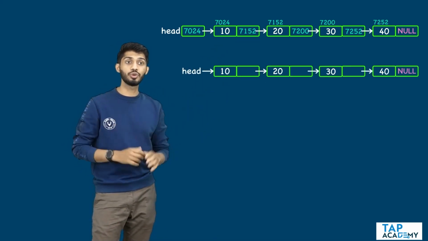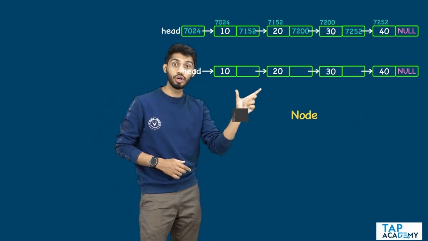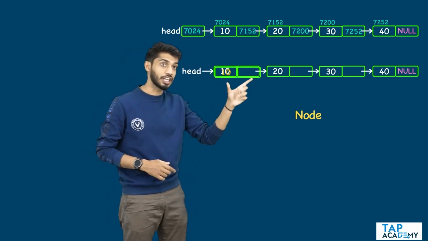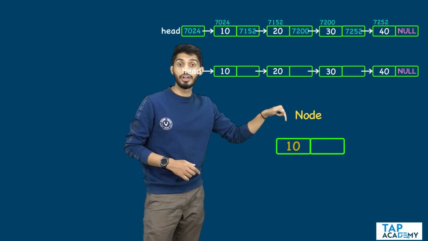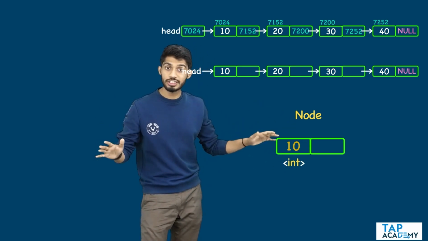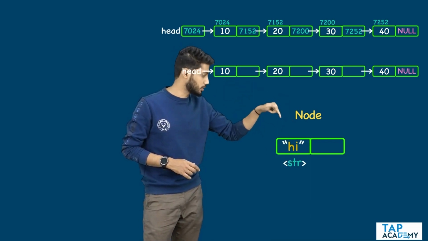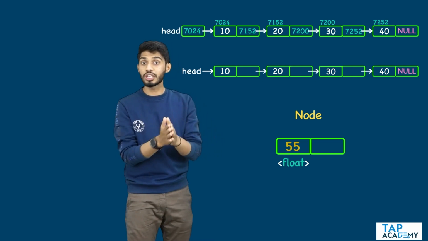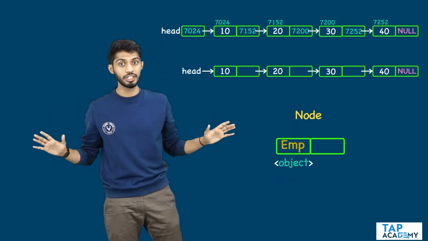Now, one thing that you need to understand: this block of memory where there are two partitions, this is what we call a node when it comes to a linked list. If I take it out, the first part of the node is the element, where the type of this particular element is integer as of now. It's not necessary that you store only integer type data. You can store string type data, floating point type data, or even employee type or student type or any other user defined type as well.